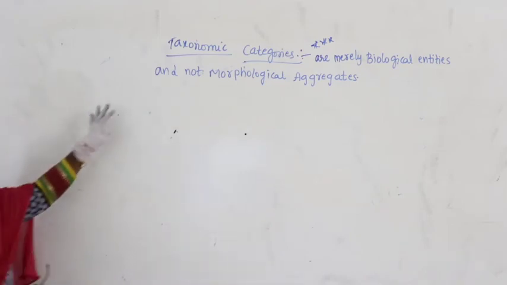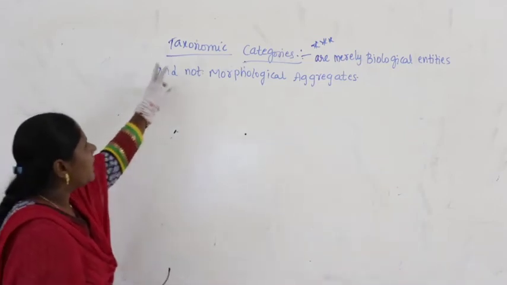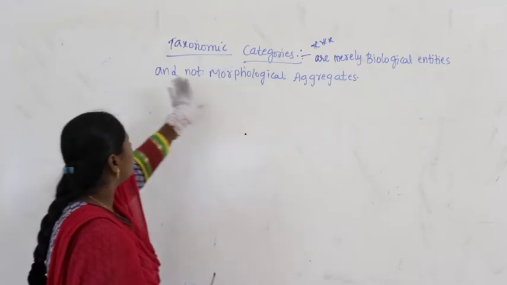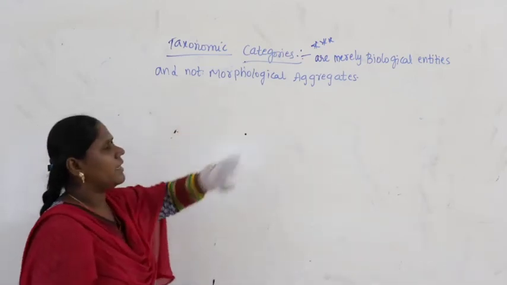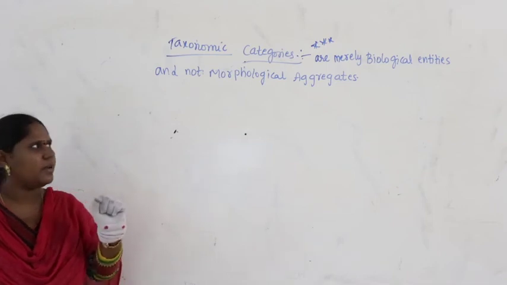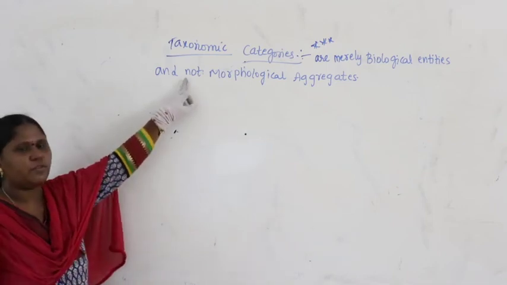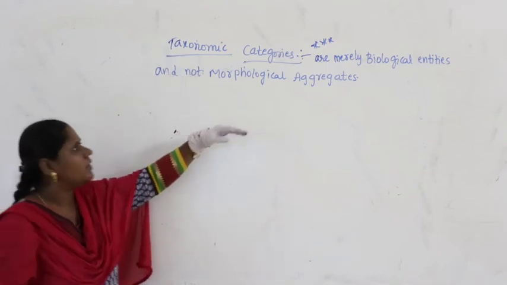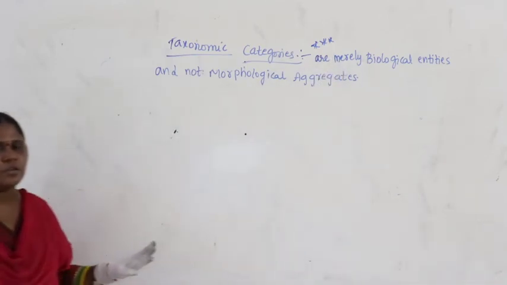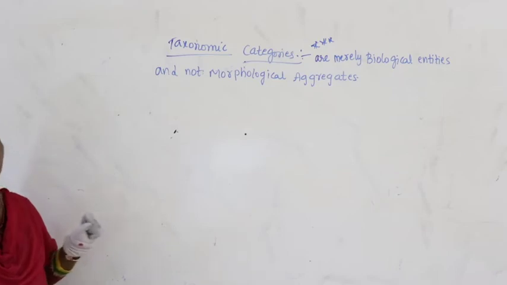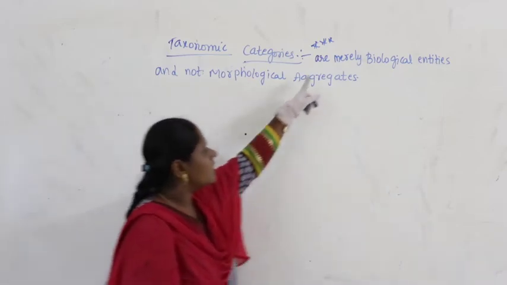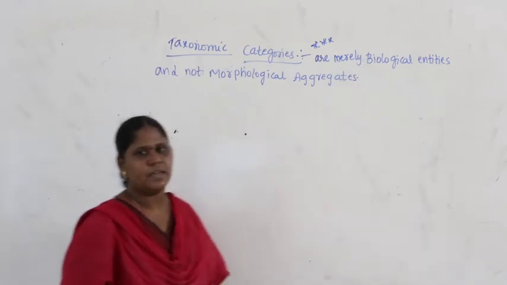Sometimes, in the same statement, they will give you: taxonomic categories are not merely biological entities and are biological aggregates, then that becomes a wrong statement. What is the one thing you have to identify? Not. If not is removed here, if it is placed here, that becomes a wrong statement. So, you need to clearly look for the statement that is given. Now, here taxonomic categories are merely biological entities.